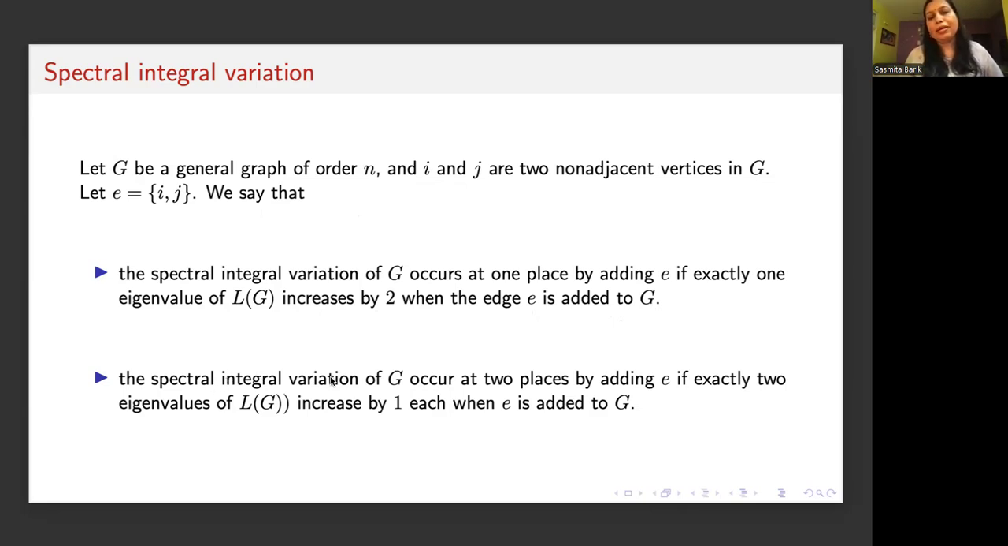And spectral integral variation occurs at two places if two eigenvalues are increasing by one each. These two are defined as spectral integral variation because in one case one eigenvalue is increasing by an integer, and here two eigenvalues are increasing by integers. The first case I had also considered, so I'll discuss it here. The second case was handled by Steve Kirkland.